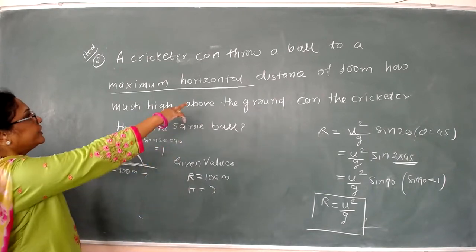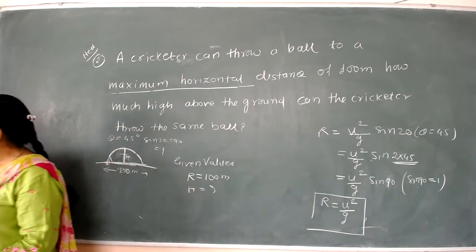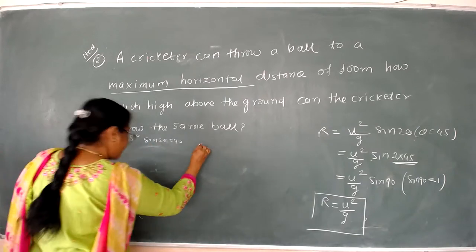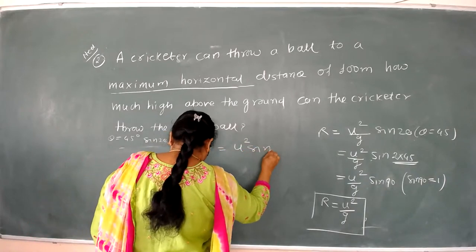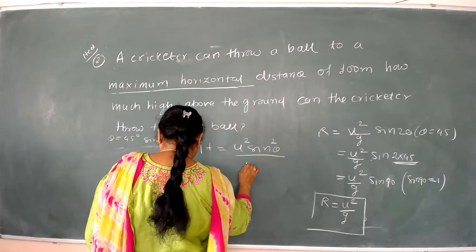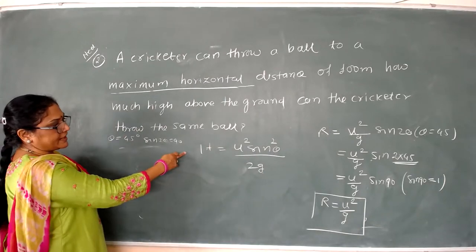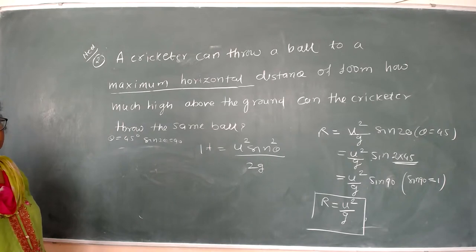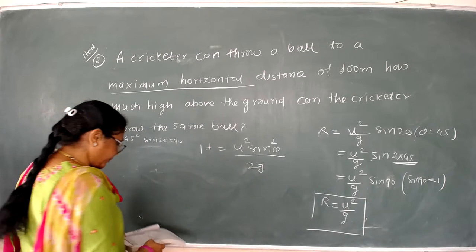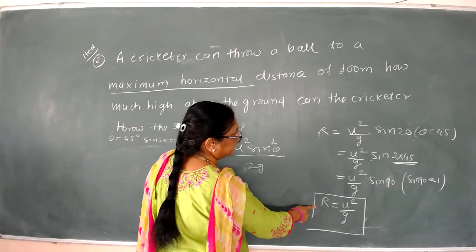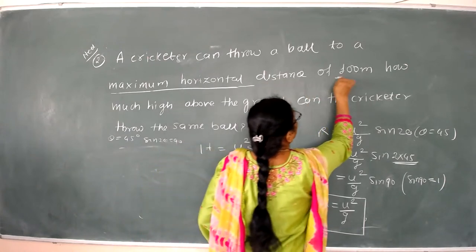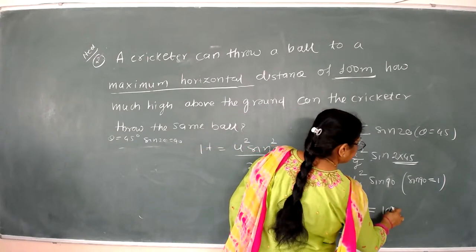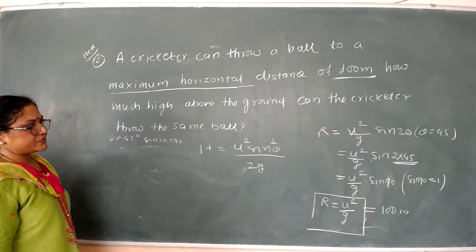Then the distance is given. Now find out the value of the maximum height. Therefore, to find the maximum height, h is equal to u square into sine square theta divided by 2g, where theta is equal to 45, meaning sine 45 into sine 45. So substitute the values. The range of the projectile, the maximum distance covered in the horizontal direction, is given. Range is equal to u square by g, and the value of u square by g is equal to 100 meter. Then substitute the value of u square by g.